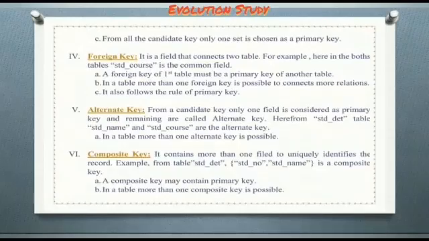What is a composite key? It contains more than one field to uniquely identify the record. Example, from the table std_det, std_no and std_name is a composite key. A composite key may contain the primary key. In a table, more than one composite key is possible.